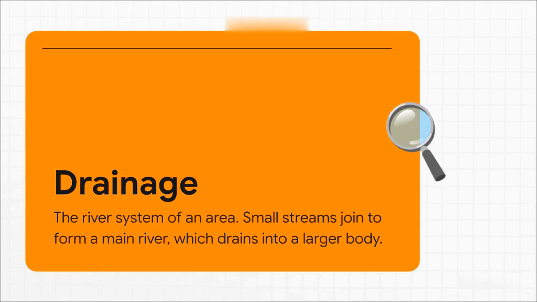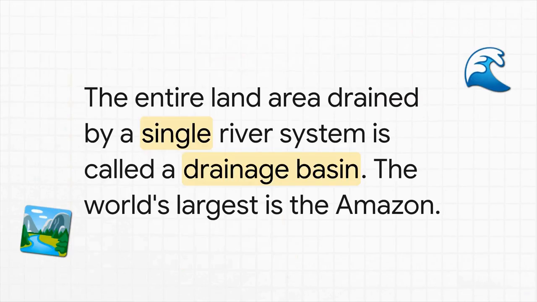The easiest way to picture it is like the veins of a landscape. You have all these tiny little streams flowing from different directions. They merge together to form one main river, and that river eventually empties out into a bigger body of water, like a sea or an ocean. Simple as that. Okay, so if drainage is the system of rivers, what's a drainage basin?